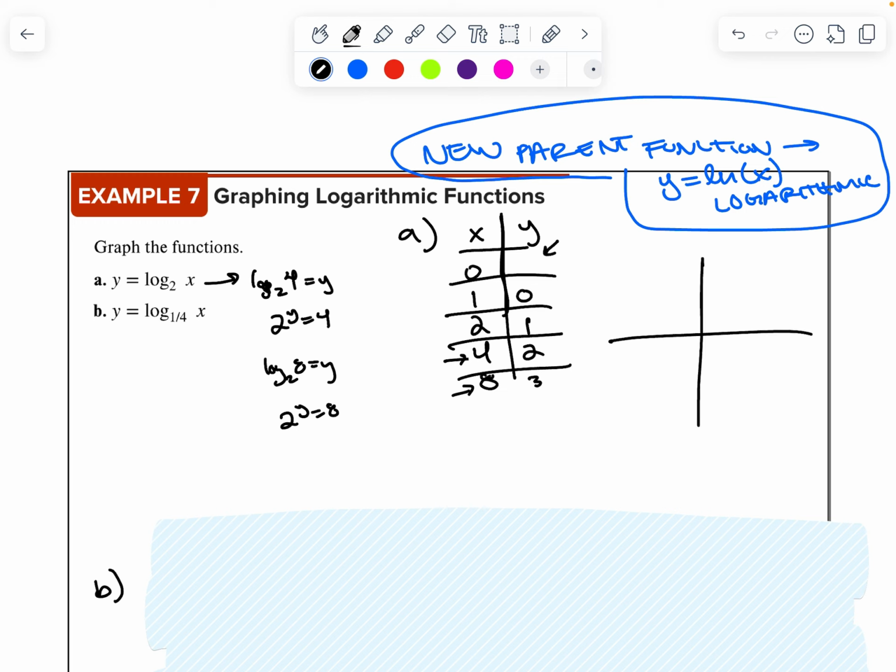If I try and graph these, this is going to make an interesting shape. I have the point (1, 0). I have the point (2, 1), (4, 2), (8, 3), and I never can make it to 0. And so this one, instead of having a horizontal asymptote at y equals 0, actually has a vertical asymptote at x equals 0. The function's never going to touch that.